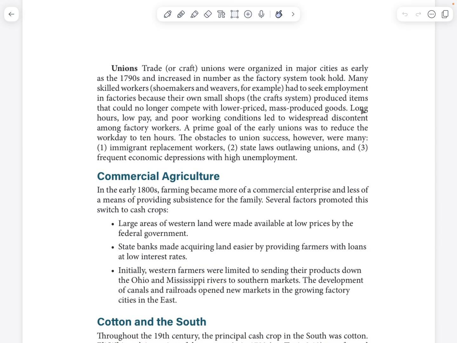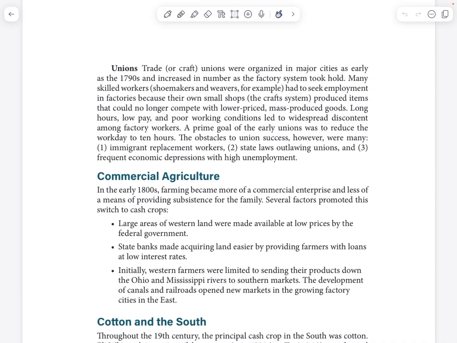Unions. Trade or craft unions were organized in major cities as early as the 1790s and increased in number as the factory system took hold. Many skilled workers, shoemakers and weavers, for example, had to seek employment in factories because their own small shops, the craft system, produced items that could no longer compete with low-priced, mass-produced goods.